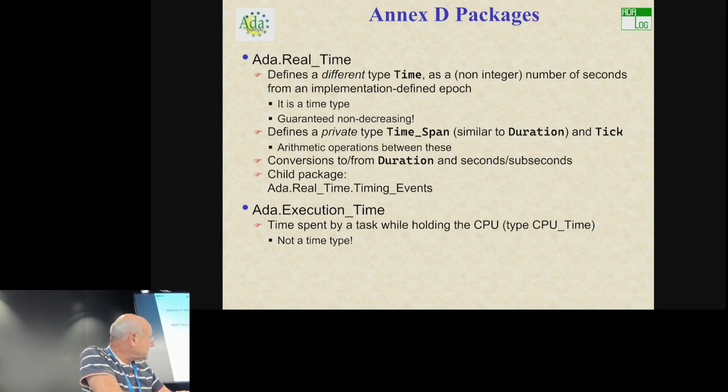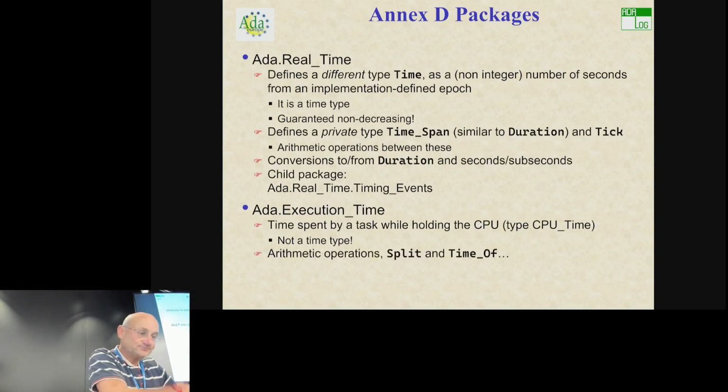You also have a package that manages execution time. So it's relative to each task, and there is, is it called clock? I'm not even sure, but it's the time spent by the task within the CPU. Note that this one is not a time type. You cannot delay relative to CPU time, because if you don't have the CPU, well, the time stops for CPU time. Okay, so it is not according to standard time type. And you also have some operation like split time off and so on.